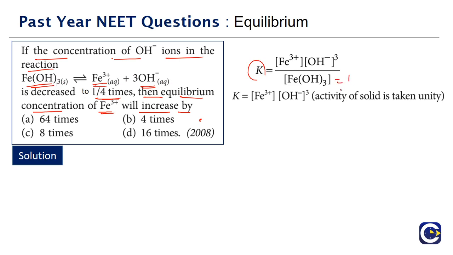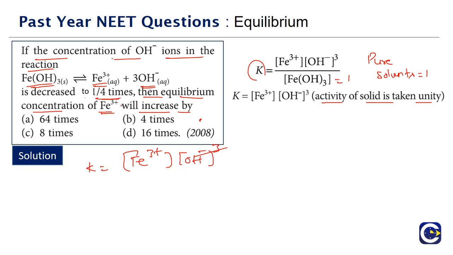So we will have to take the active mass of the solid to be equal to what? 1. So active mass of solids as well as pure solvents, we will consider the values to be equal to 1. Okay. So what is the K value we are going to have? K will be equal to Fe3 plus concentration into OH minus concentration power 3. That is the value of K.